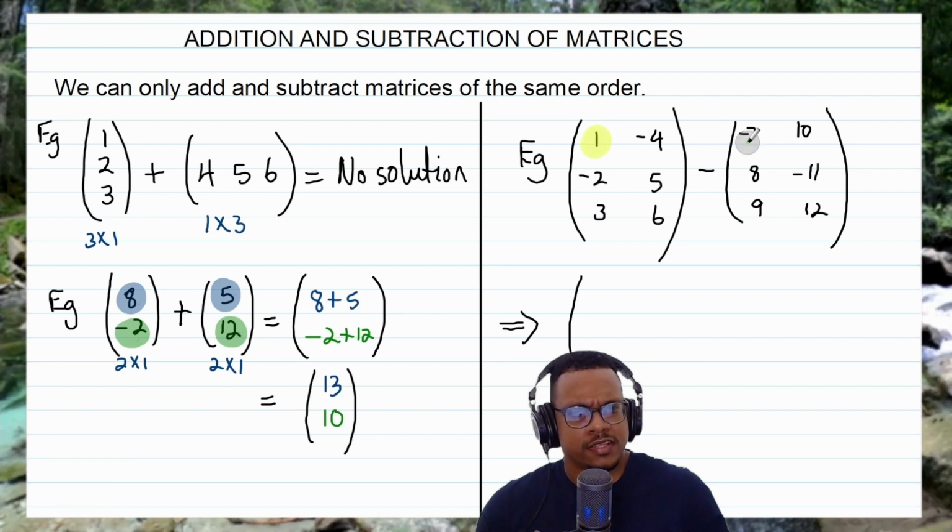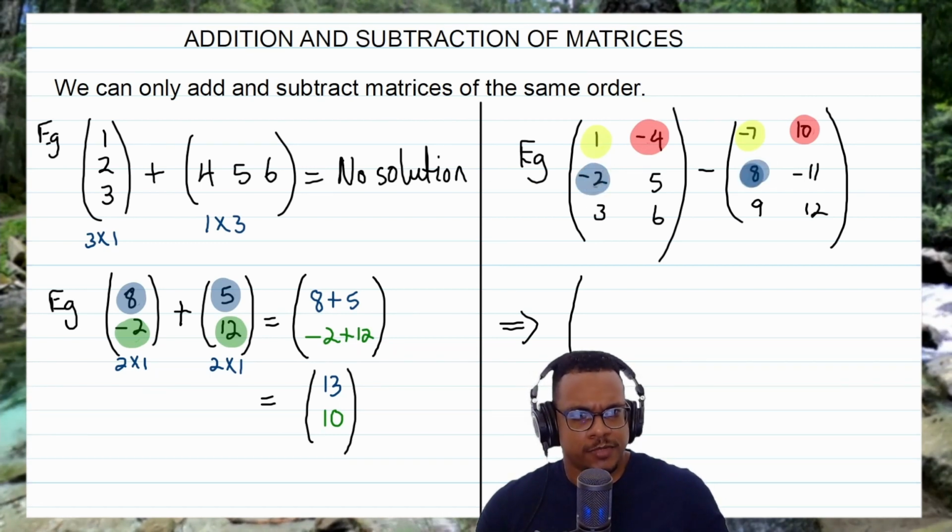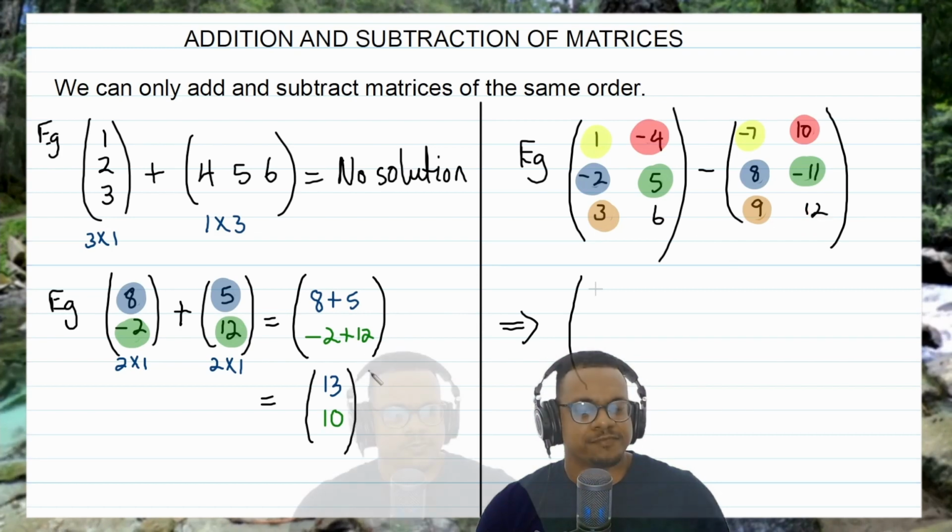So we'll have the 1 line up with the -7. We'll have the -4 line up with the positive 10. We'll have this -2 lining up with this 8. We'll have this 5 line up with this -11. We'll have this 3 line up with this positive 9. And then we'll have this 6 line up with this 12.